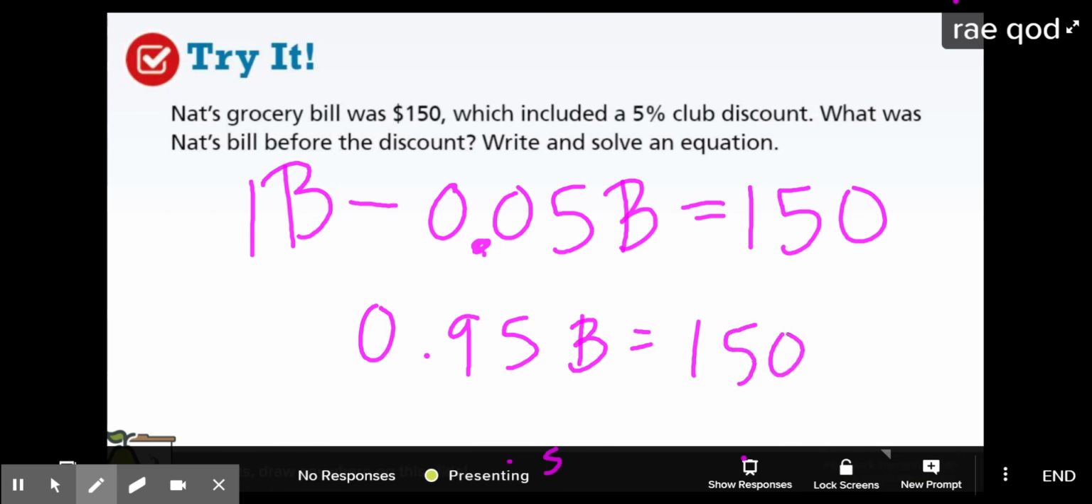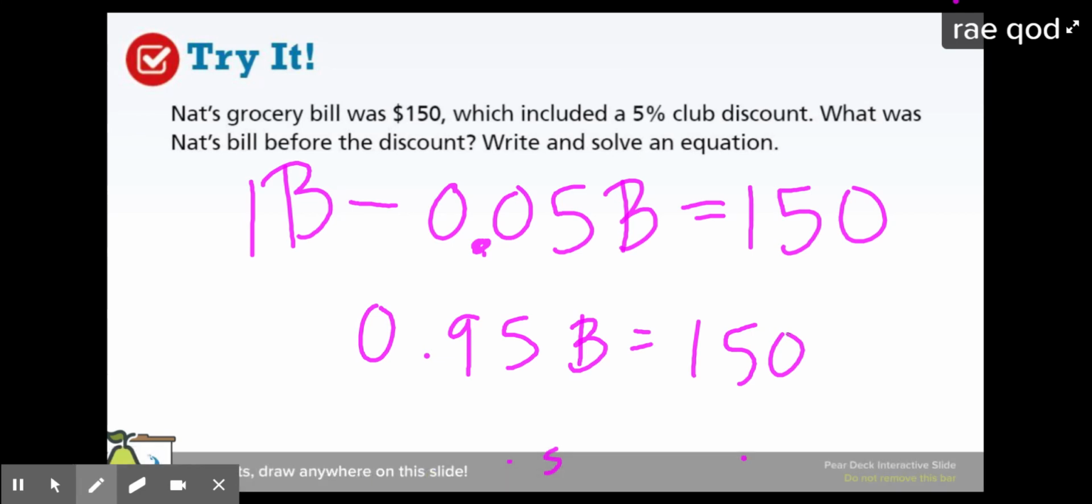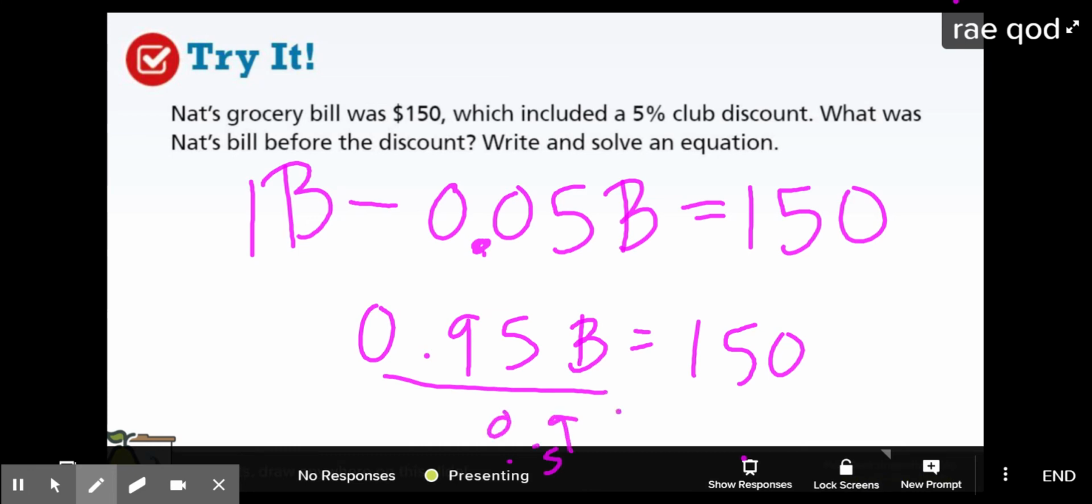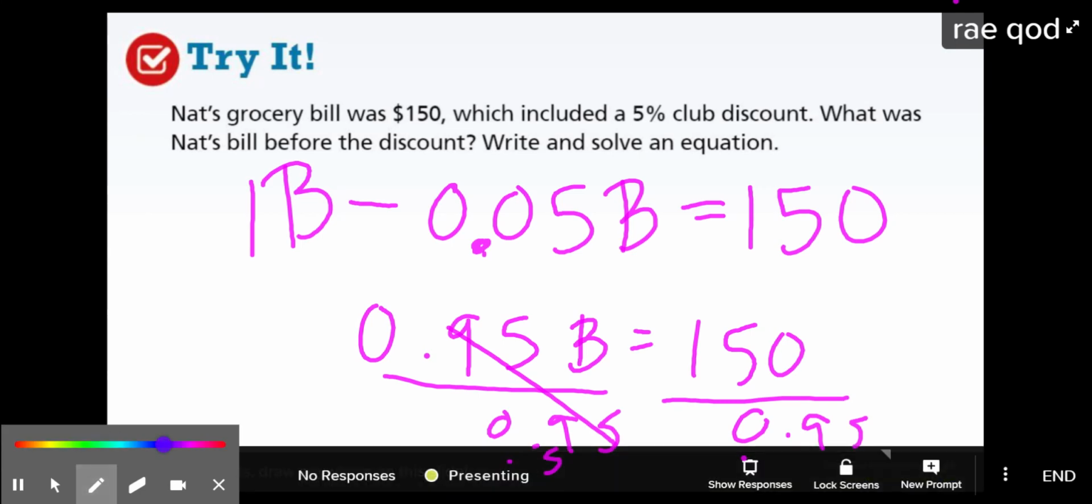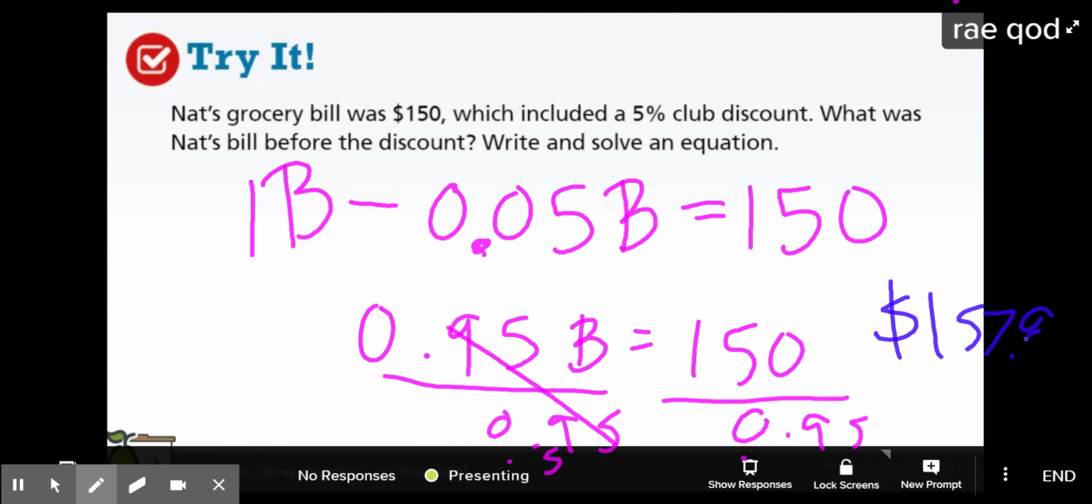And then finally, our last step, which has been our last step on all of them. This won't always be your last step, but it certainly is on these. We're going to divide by 95 hundredths. That cancels out. We're going to divide by 95 hundredths over here. Now, when we do that, you get this god-awful decimal, which is definitely irrational, but we're just going to round it because we know money only goes to two place values anyway. So I get the original price was $157.89. So again, I'm just going to round it to 89 cents. So that's how much it was before the discount.